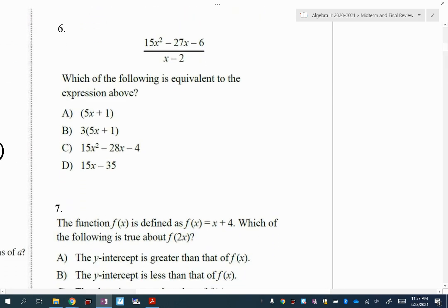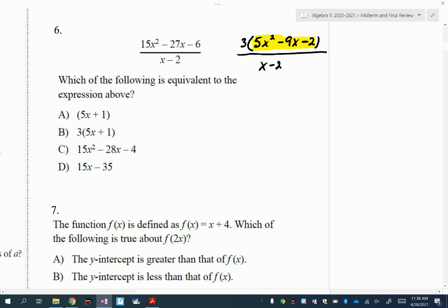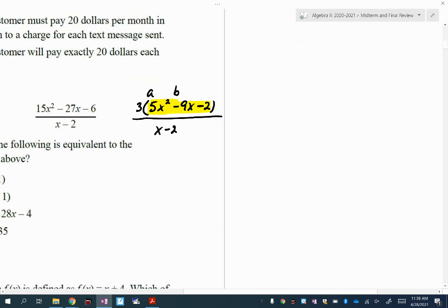Okay, now number 6 is some factoring, and you could go ahead right now and do our factors of a times c that add to b, but I notice in the numerator that I can actually factor out a 3. All right, so 15, 27, and 6 all have a 3 in common, so I can do 5x squared minus 9x minus 2. So ultimately, I'm going to do factors of a times c that add to b for this quadratic trinomial. Okay, where a is 5, b is negative 9, and c is negative 2.